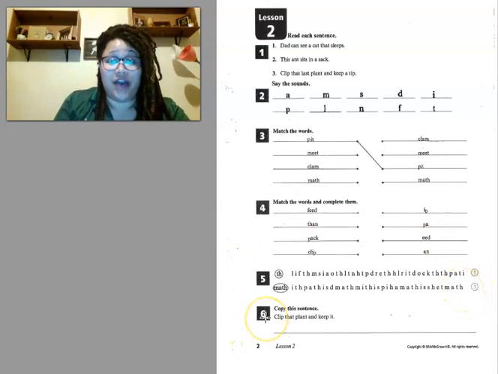In part 6, you will copy the sentence. I will read the sentence. The sentence says, clip that plant and keep it. You're going to copy the sentence on this line right here. Make sure you use your best handwriting.